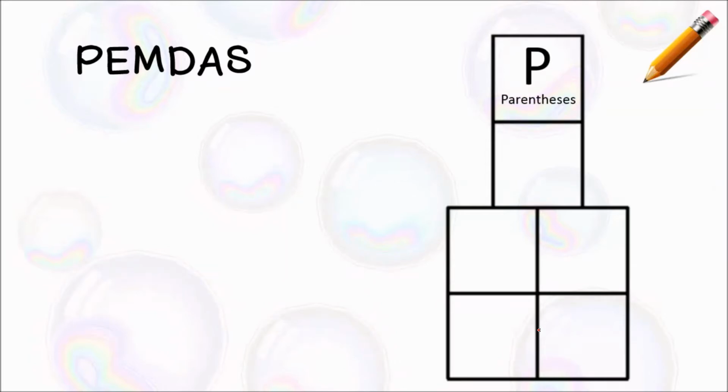Well, P in PEMDAS is for parentheses. So you're going to do your parentheses first. E is for exponents. You're going to do your exponents next. So exponents is after your parentheses. M is for multiplication. And D is for division.